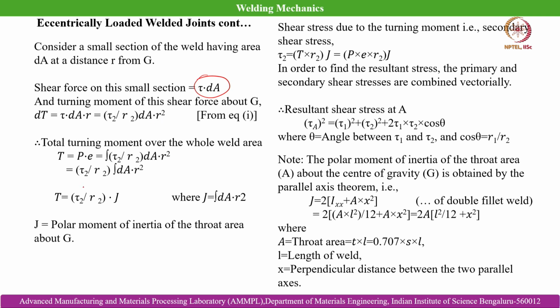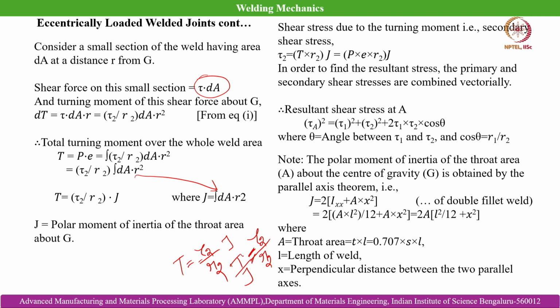Which further reduces to tau 2 by r2 into the integration of dA r square. Here, the integration of dA r square is nothing but the polar moment of inertia, that is J. This is also consistent with the formula that we have discussed earlier. So it is tau 2 by r2 into J. That means T by J is equal to tau 2 by r2. This is the universally proven law that we have discussed earlier also.